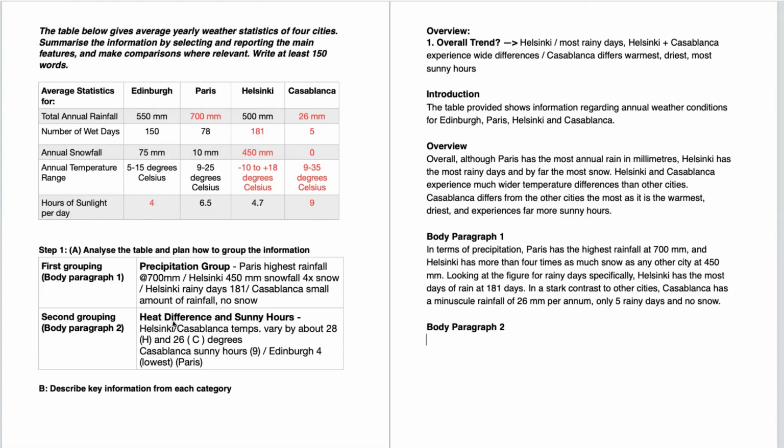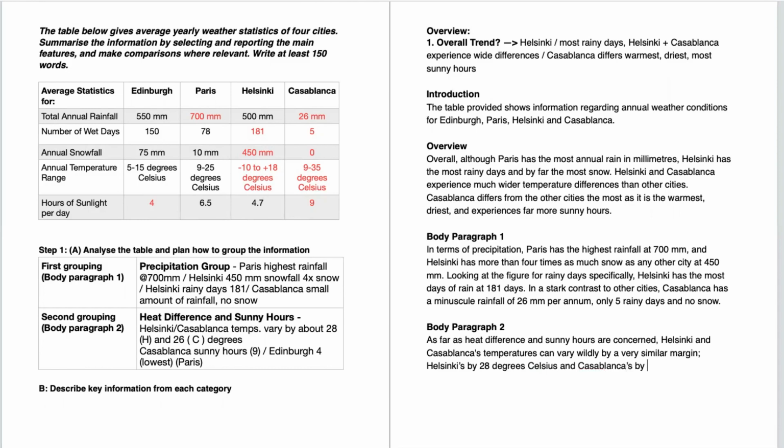Remember, that is all about the heat difference and sunny hours. So I'm going to say, as far as heat difference and sunny hours are concerned, Helsinki and Casablanca's temperatures can vary wildly by a very similar margin. And this is where I want to talk about the 28 and the 26 degrees that we looked at here. So I'm going to elaborate and say Helsinki's by 28 degrees Celsius and Casablanca's by 26 degrees Celsius.